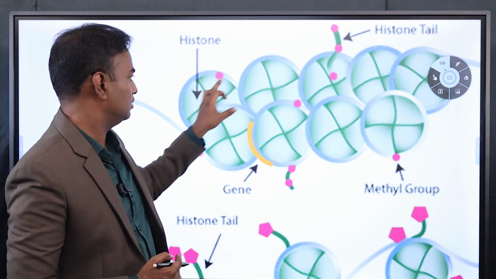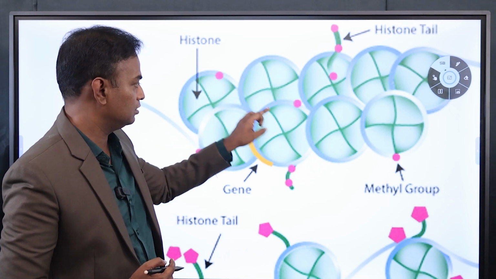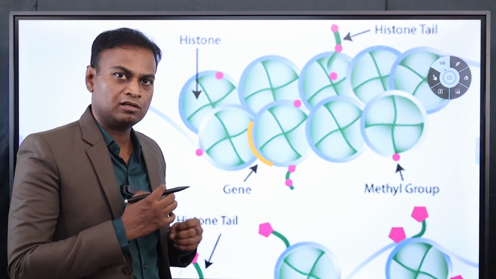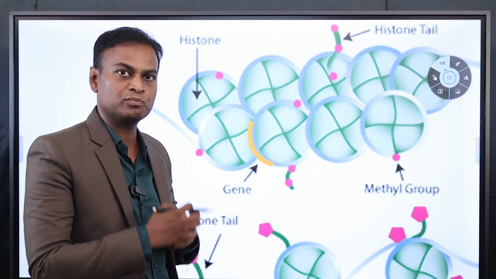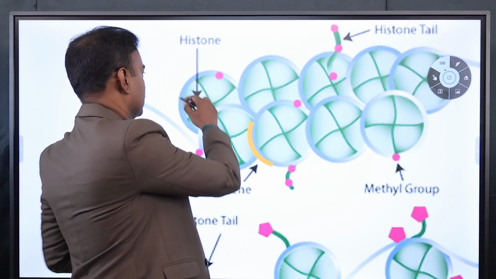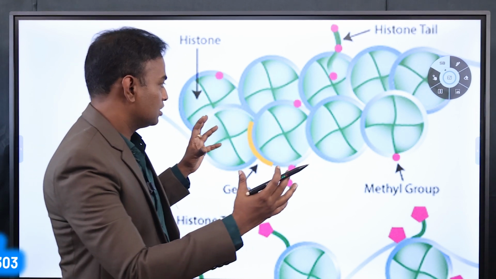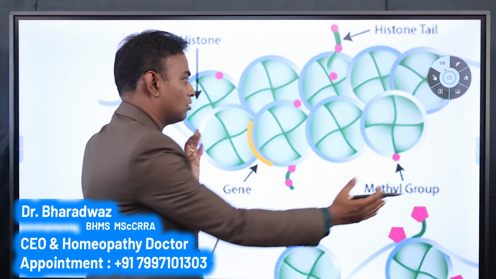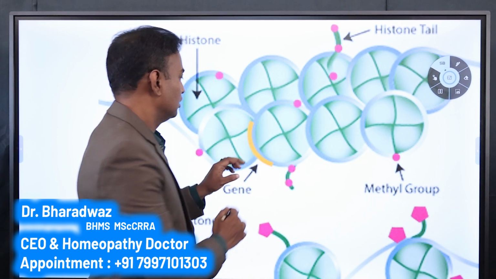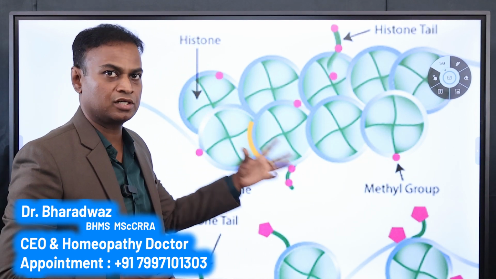So this is a green one, this is a round one, it is wrapped around it. So our genetic material or DNA is wrapped around a protein known as histone protein. You can see here, it is wrapped around like a coil. When these histone proteins are together, this is not accessible to the external environment.